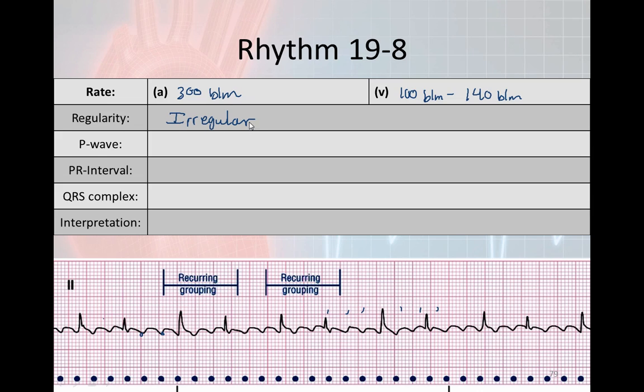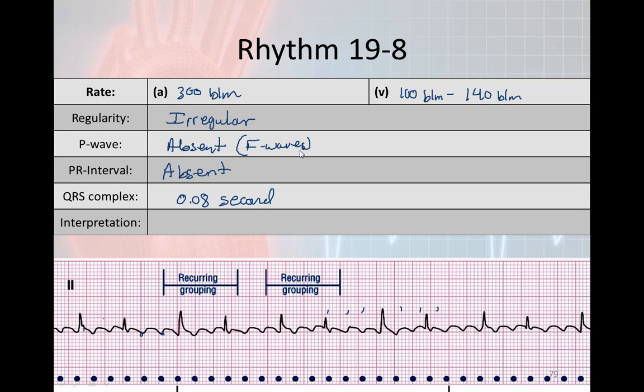P waves are absent because there are F waves. PR interval is absent because you have no P waves. The QRS complexes, they're kind of buried up here in some of these. This right here is not the QRS. It doesn't come all the way down here. It actually stops up here because this part here is the second part of the flutter wave. So if we find a QRS like this one right here that we can see a definitive starting and stopping, we can see that the QRS is about 0.08 second.